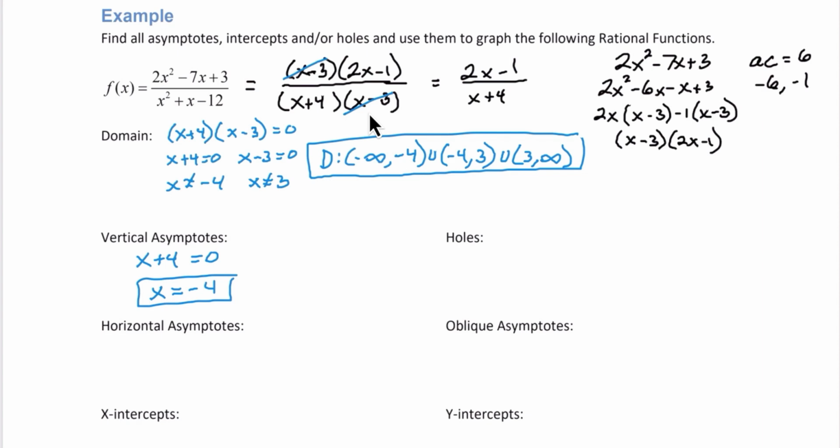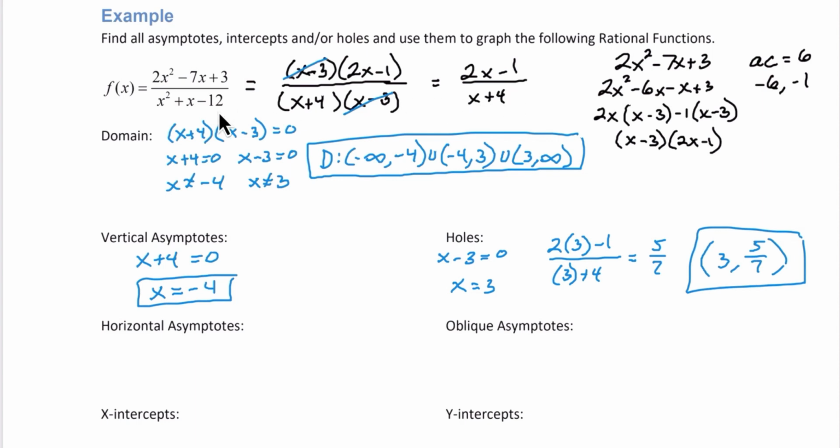Holes in the graph occur with the factor that gets canceled. So if we set x minus 3, the part that canceled, equal to 0, we get that x equals 3. That means there's a hole at the x value of 3. To find the y coordinate, we will plug 3 into the reduced fraction. So 2 times 3, minus 1, over 3 plus 4. We get 5 over 7. That means the hole is at 3, 5 sevenths.